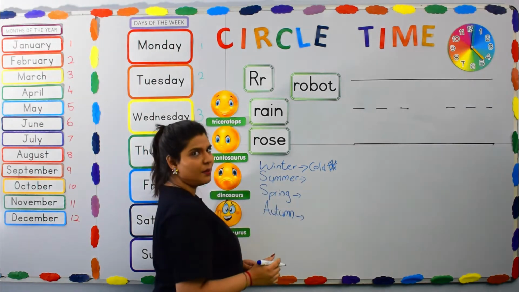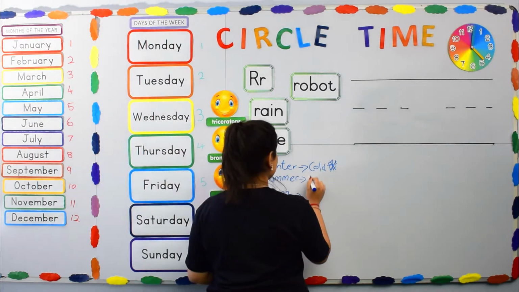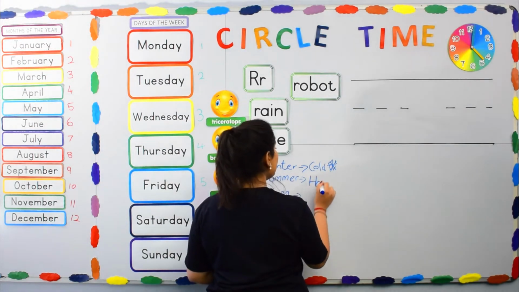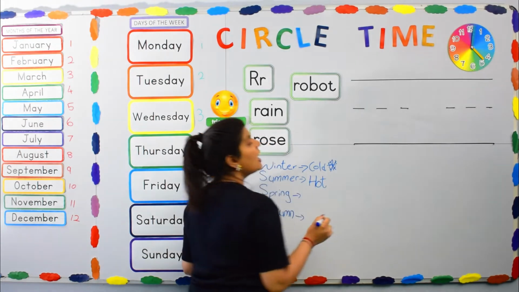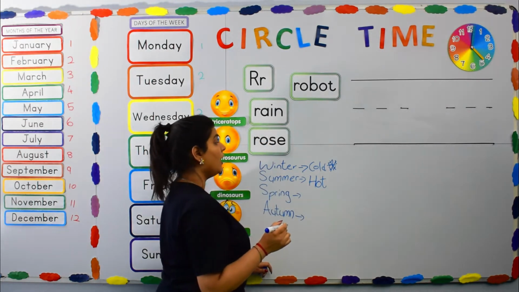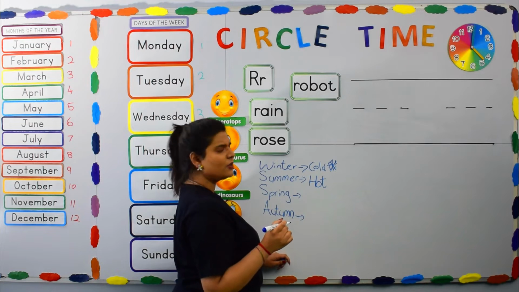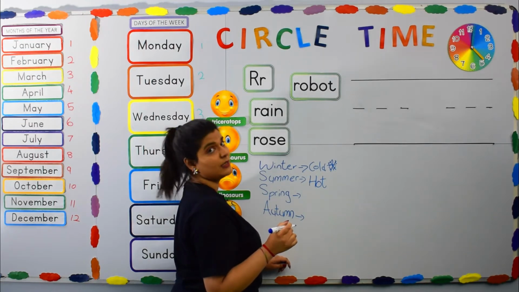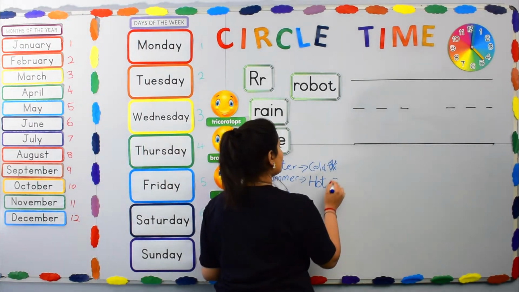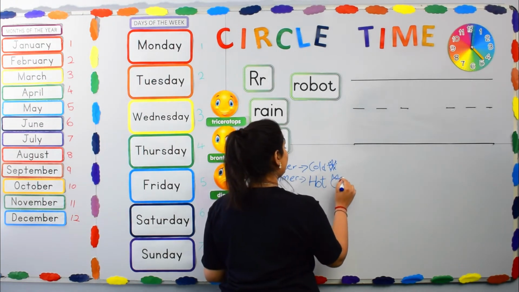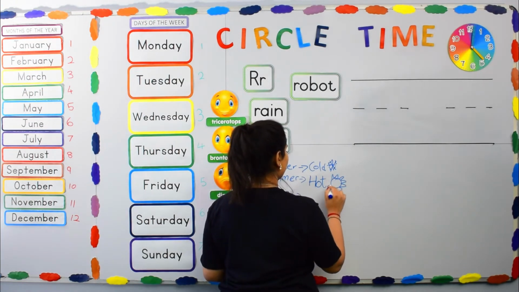How about summer? We know that it's summer when it's really very hot and all we want to wear is t-shirts and shorts. We love to eat ice cream in summer, so we know that it's really very hot in summer.